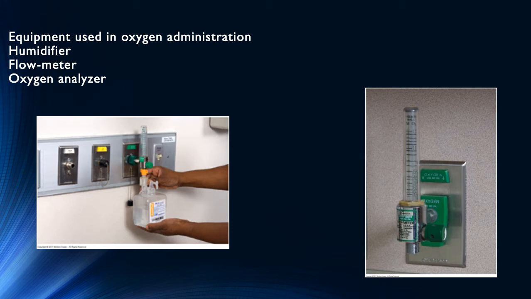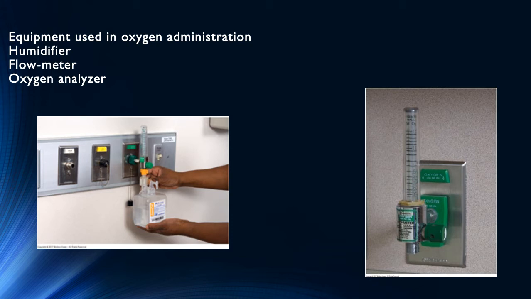Other equipment we use with oxygen could be a humidifier. An example of that is on the left, and a humidifier is just sterile water, and that's used to keep the mucous membranes moist. On the right, there's a picture of the flow meter, and the flow meter is used to regulate the amount of oxygen delivered to the client, and you can use that to adjust it to whatever setting the doctor has ordered.